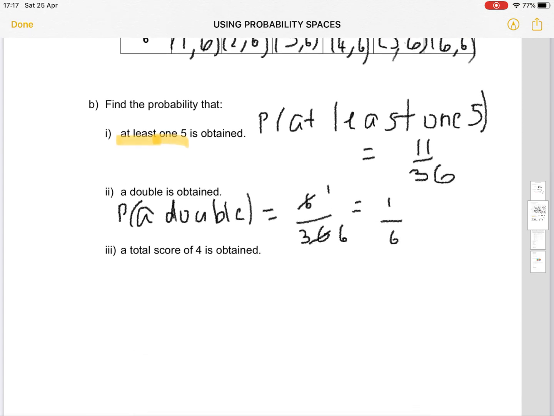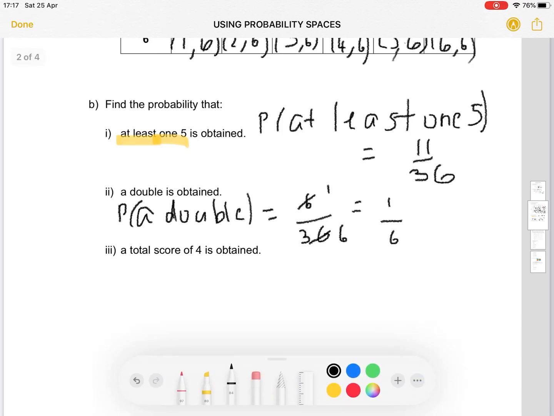Now, the last question is a total score of 4. That means you need to add the two scores. That means the score from the first dice and the score from the second dice. And wherever a total score of 4 is obtained, then that outcome is correct, okay? Let's count them.